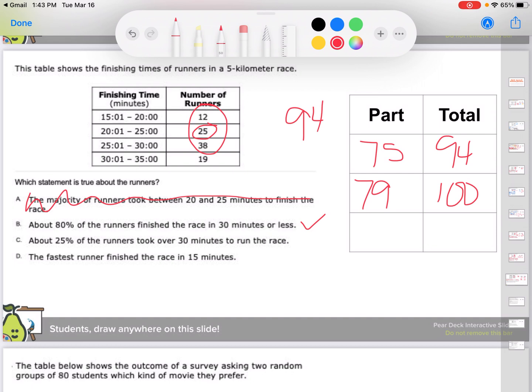About 25% of the runners took over 30 minutes to finish. Okay, so that would be 19. So I'm going to do 100 divided by 94 times 19, and I get 20. So that's not about 25, that's 20%. Okay, the fastest runner finished the race in 15 minutes. Well, it says 15:01, so that means they couldn't have finished it in 15 minutes. 15 minutes and 1 second. So it is definitely B.